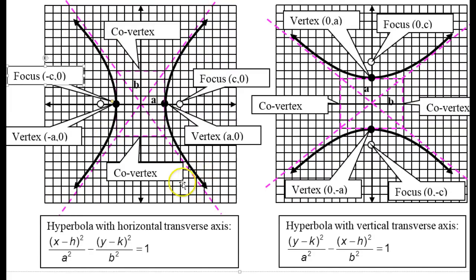So that's another thing that is new. A hyperbola is the only conic section that has asymptotes. And the A value and the B value form this rectangle, and the diagonals of the rectangle show you where the asymptotes will be. Now let's talk about the C value.